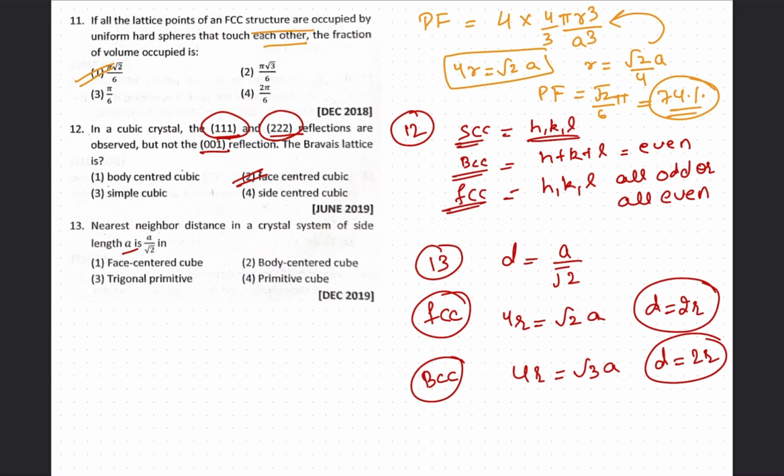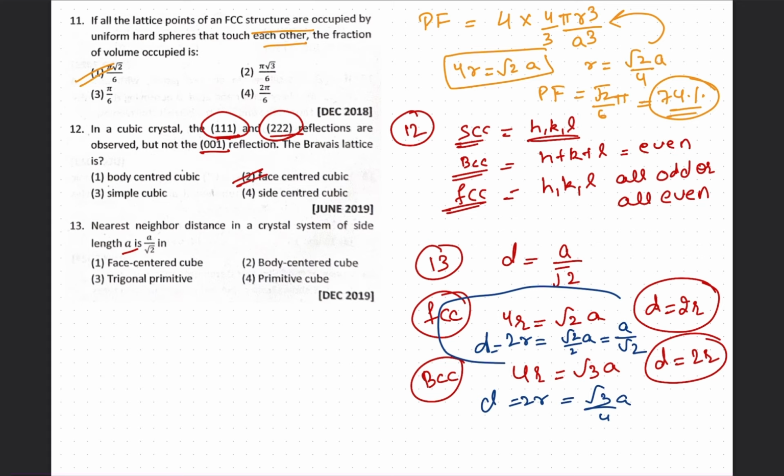2R from here. You can see 2R will be root 2 by 2 A. Here 2R, which is equal to D, will be equal to root 3 by 4 A. On solving this, we'll get A by root 2. So this will be FCC. These are very simple questions. You can do it easily.